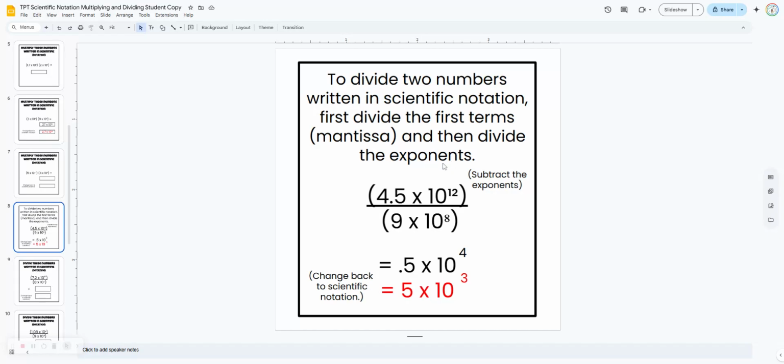So dividing 2 numbers in scientific notation, we're going to separate it again into 2 different problems. The mantissa, so we got 4 5/10 divided by 9, 10 to the 12th divided by 10 to the 8th. And if you remember the rule here, we're going to subtract the exponents when we're dividing. So here I end up with 5/10 times 10 to the 4th power. I want to change it back to scientific notation, so I'm going to multiply by 10 here, and divide by 10 here.